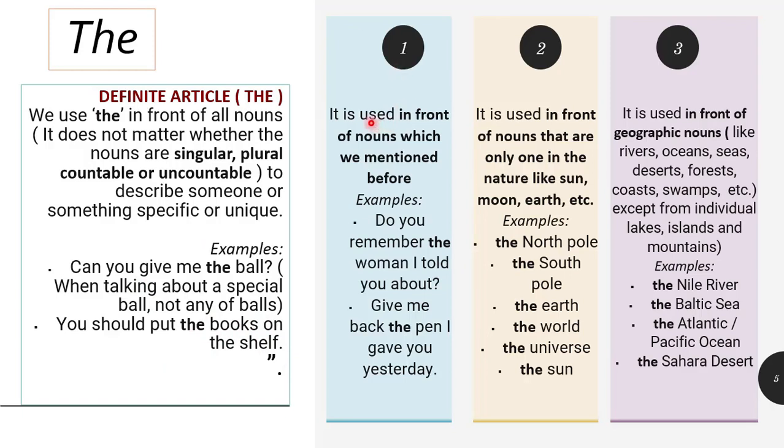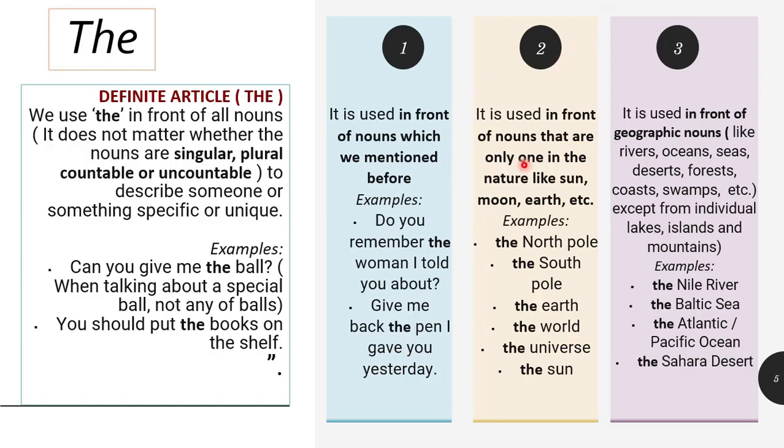Number 1, it is used in front of nouns which we mentioned before. Do you remember the woman I told you about? So the woman has been mentioned previously, before the sentence is spoken. Give me back the pen I gave you yesterday. The discussion about the pen was yesterday, and it is repeated now, so you understand what the pen is.